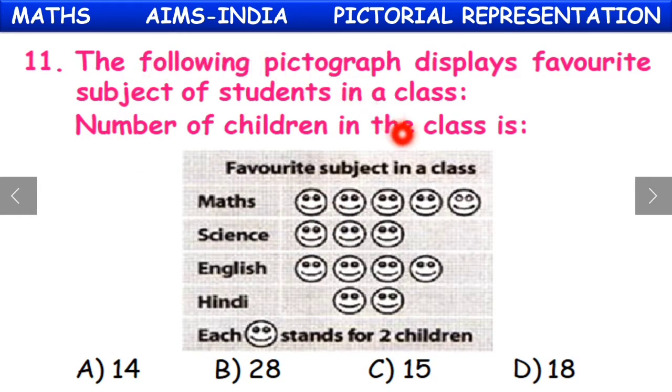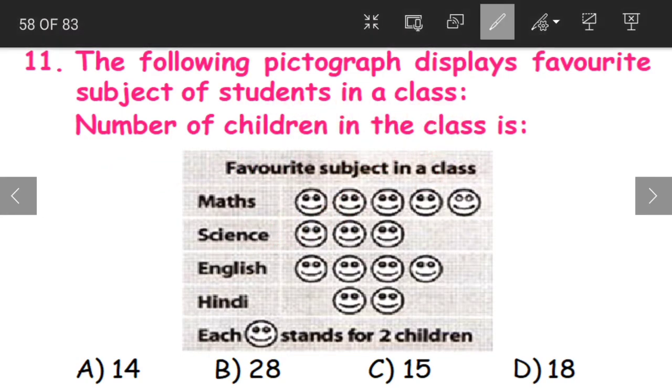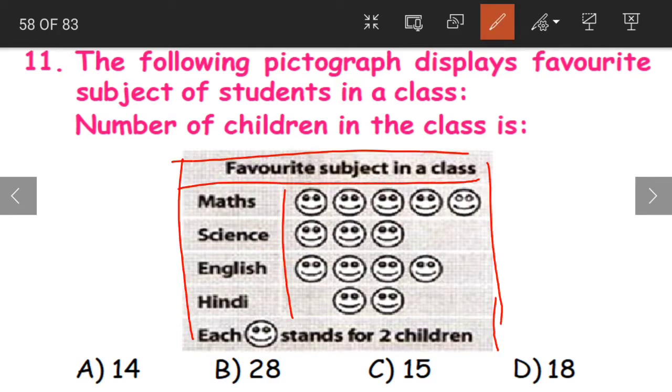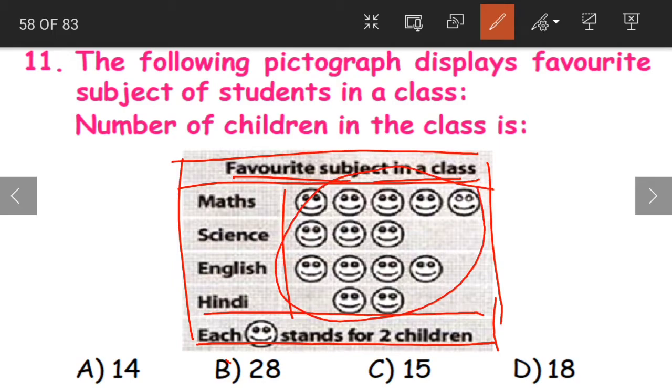Question 11. The following pictograph displays favorite subject of students in a class. Now we have a pictograph which tells us about the favorite subjects of students in a class, children. Now we have to find out the total number of students. Again total means what should we do? We should add all of these together. 1, 2, 3, 7, 8, 9, 10, 11, 12, 13, 14. Yes, we are having a total of 14 smileys.